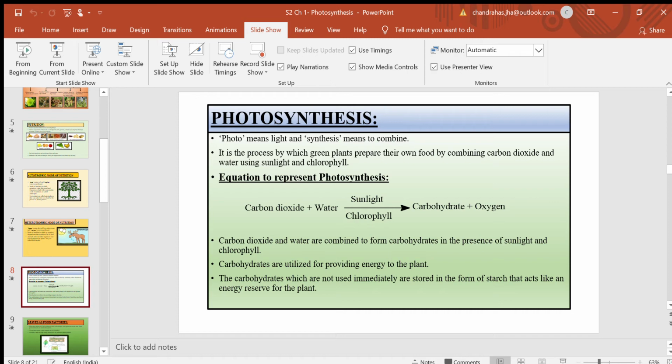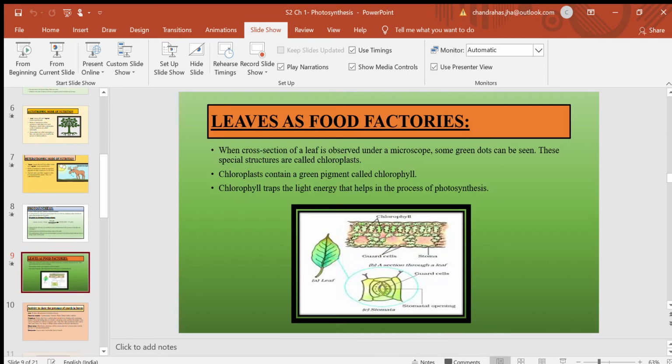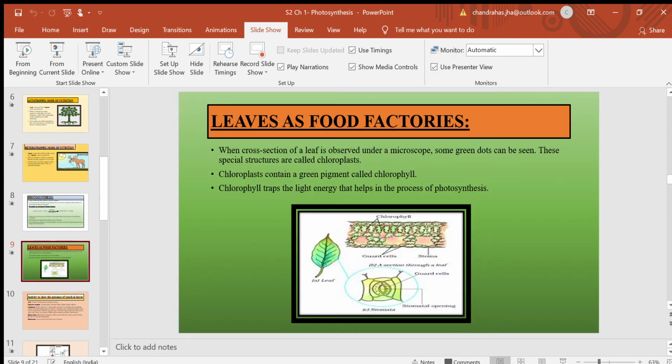Carbon dioxide and water are combined to form carbohydrates in the presence of sunlight and chlorophyll. Carbohydrates are utilized for providing energy to the plant. The carbohydrates which are not used immediately are stored in the form of starch that acts like an energy reserve for the plant. Leaves as food factories.